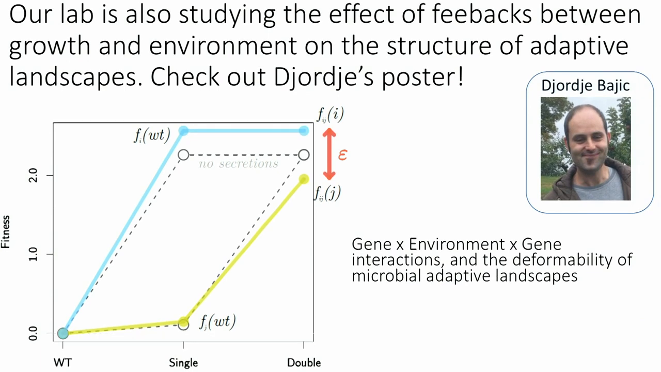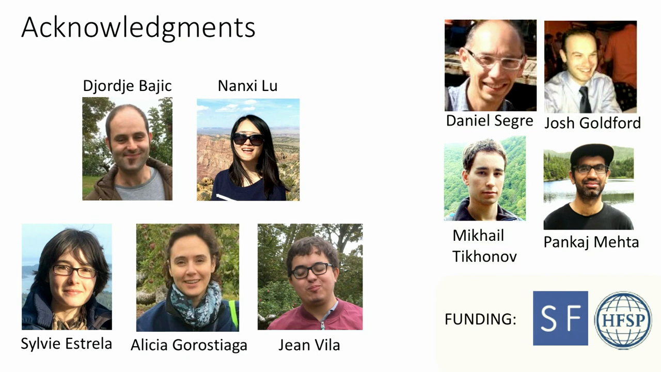Another postdoc, George, has been looking at the evolutionary implications of this feedback between microbial growth and the environment. He's been doing simulations and soon experiments on what the consequences of these feedbacks and cross-feeding have on adaptive fitness landscapes, and define this gene by environment by gene interactions and the effect that it has on epistasis. It's very cool stuff, so if you're interested, please go talk to him. I've been incredibly, incredibly lucky to work with these guys.